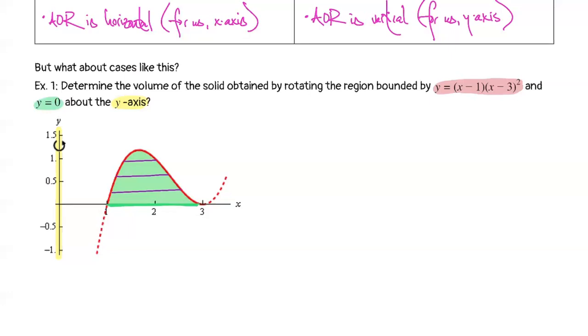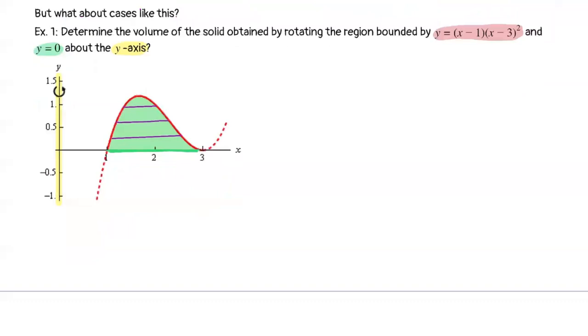And I think that in the chat, we've got a few ideas here. If I look at this purple line, the right curve is x minus 1, x minus 3 squared. However, the left curve is also x minus 1, x minus 3 squared. So when we draw the purple lines, this is problematic.